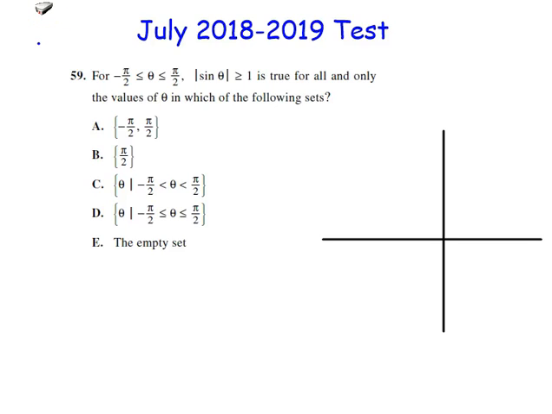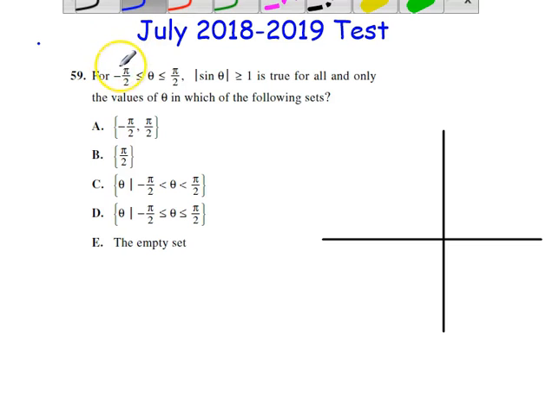I was recently asked about the July 2018-19 test, number 59. And if you look here, you have negative pi over 2 is less than or equal to theta, is less than or equal to pi over 2. So we're looking at what is going on with theta.